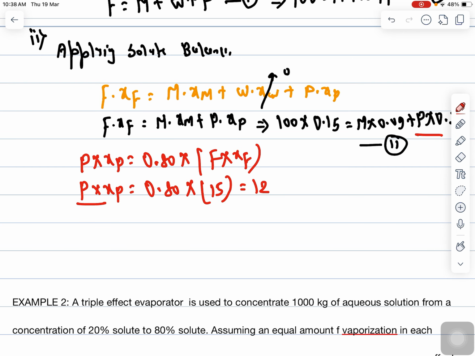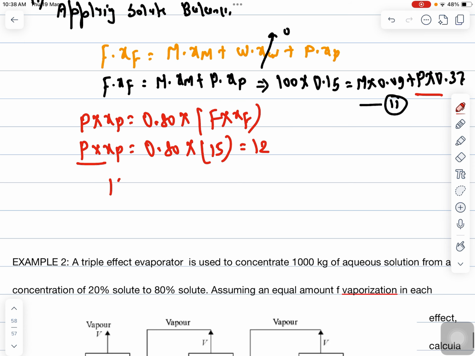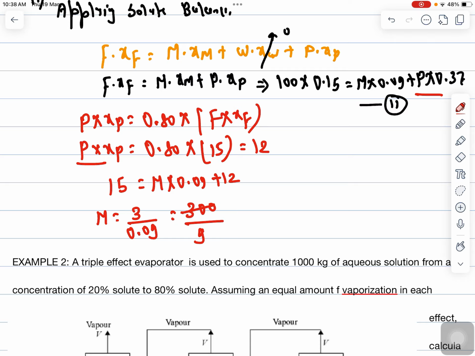So now once you substitute these things, you will be getting 15 equals M multiplied by 0.09 plus 12. So the value of M will be equal to 3 divided by 0.09, that is equal to 300 divided by 9. So this is 100 and this is 3, so approximately 33.33 kg you will be getting. Is that clear?